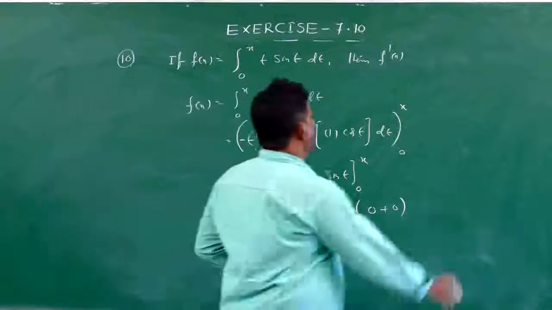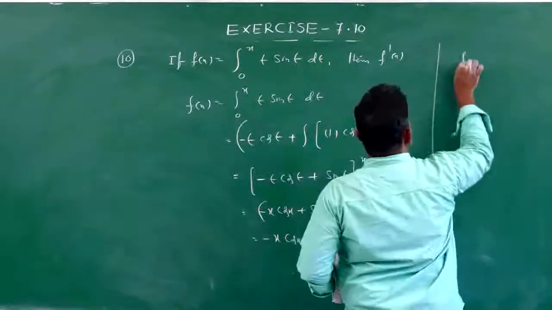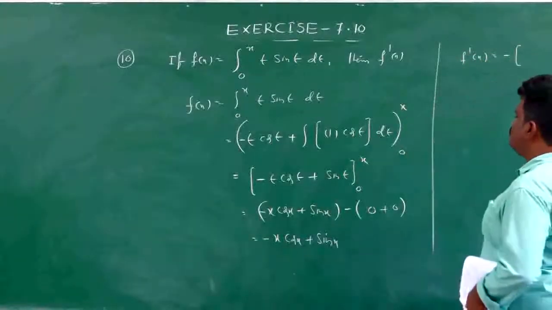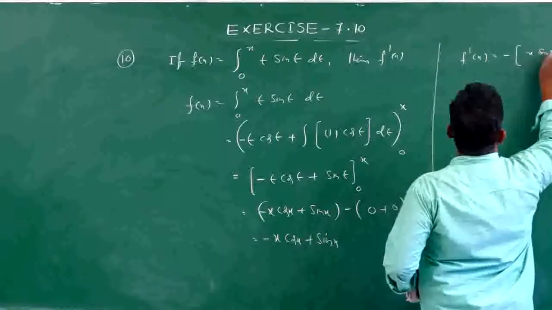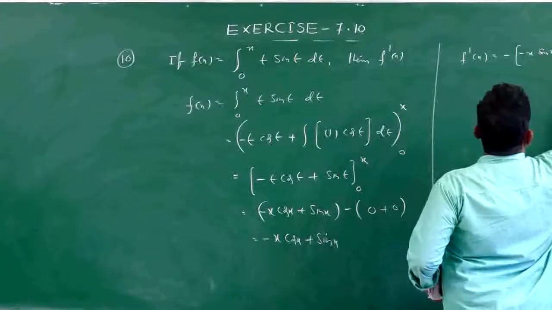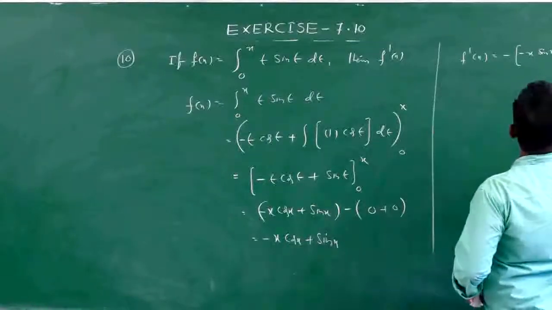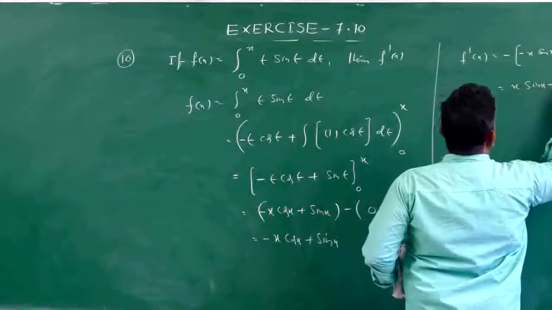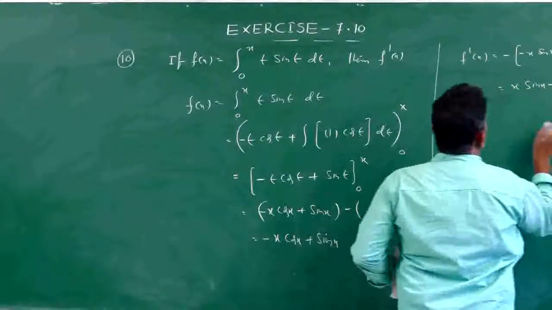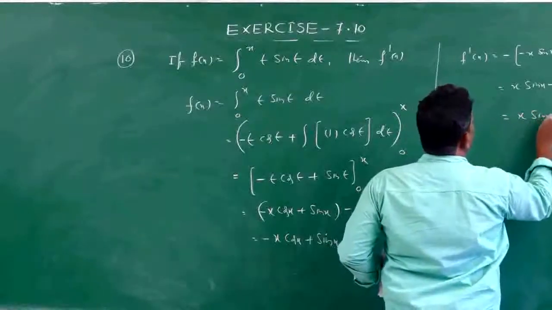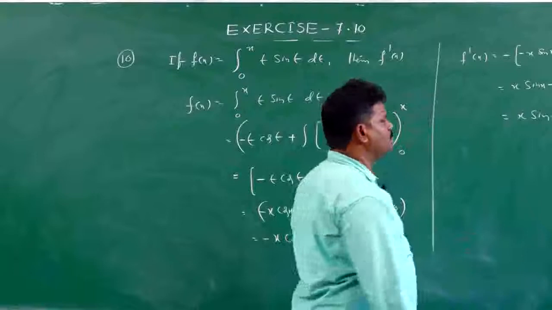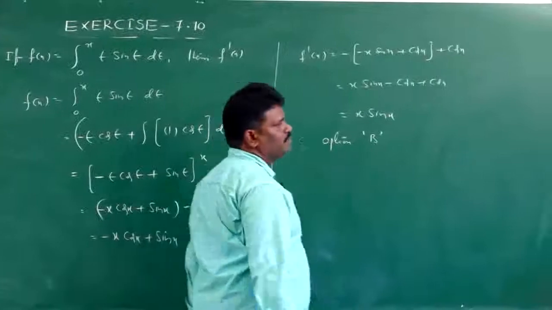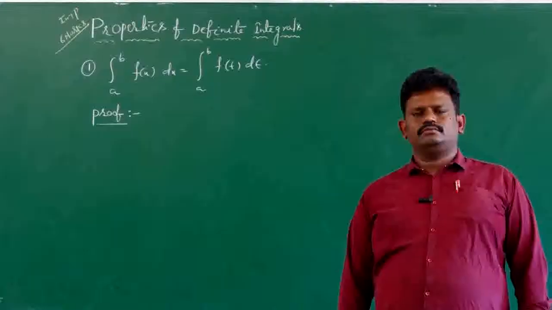Now what we require is f dash of x. So f dash of x is equal to minus, using the u v formula, x into minus sin x plus cos x, and minus of minus means plus cos x. Now finally, x into sin x minus cos x plus cos x, minus cos x and cos x cancel, leaving x into sin x. In the given options, option B is correct. Option B is correct.